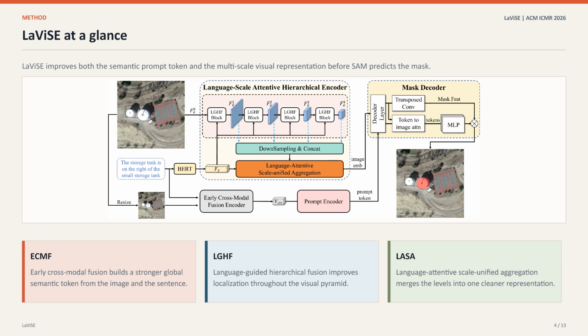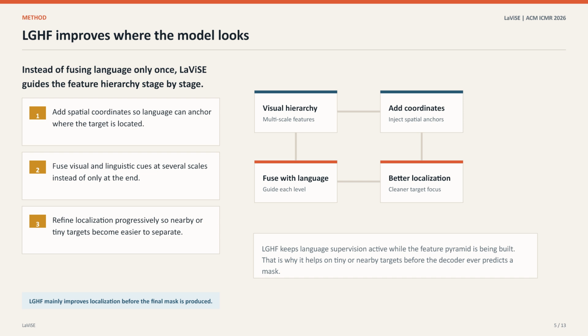Next, LGHF injects language guidance into the visual hierarchy at multiple scales, so localization is refined progressively instead of only once. Finally, LaViSE aggregates those levels into one cleaner and more semantically consistent feature map. The prompt representation and visual features are then passed into the prompt encoder and the SAM mask decoder for final mask prediction.